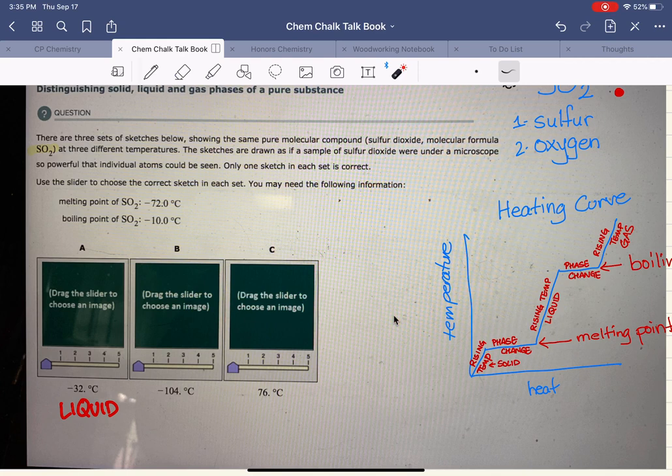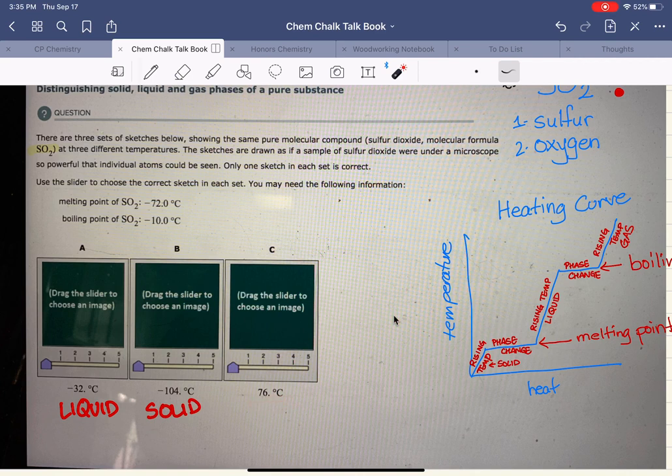So we're going to find that this one is in its solid phase. So we're going to look for a particular kind of model to go with that. Okay, last one before we go on to the models. Last one is C. And C says positive 76 degrees Celsius.